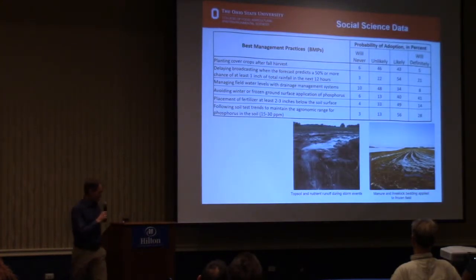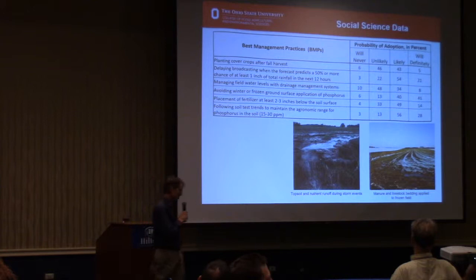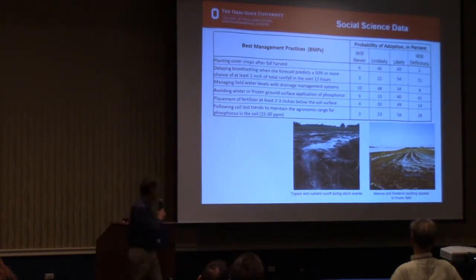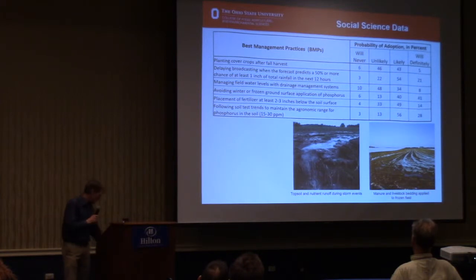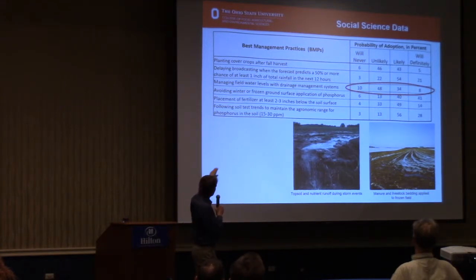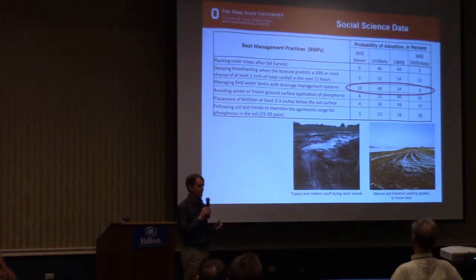So starting on the social science side, we've done a lot of surveys across the Maumee Basin, and this is just one snapshot that I'm showing you. I'll highlight one result here, just to emphasize the importance of this. One of the best management practices that we've spent a good bit of time looking at is called drainage management systems, and this is a way for farmers to control how much water comes out of the drainage tiles.